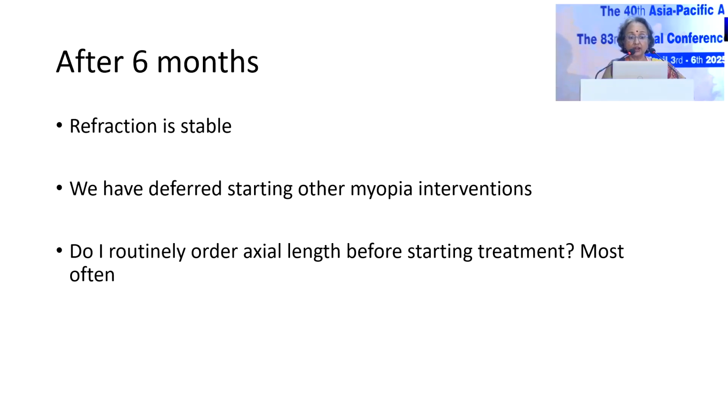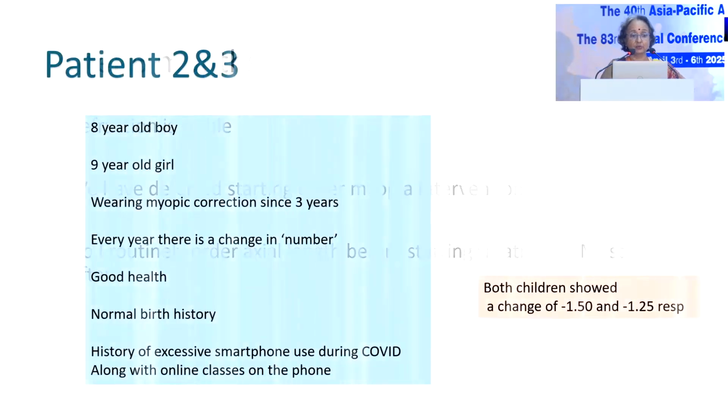Do I routinely order axial length before starting treatment? Usually I do, because I want 2 factors. I want something that the parents can see, because objective, subjective, everything is mine, the refraction. But I also want to see an axial length, which is a true objective measure as well.